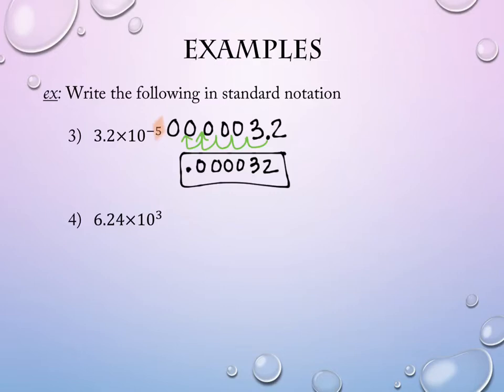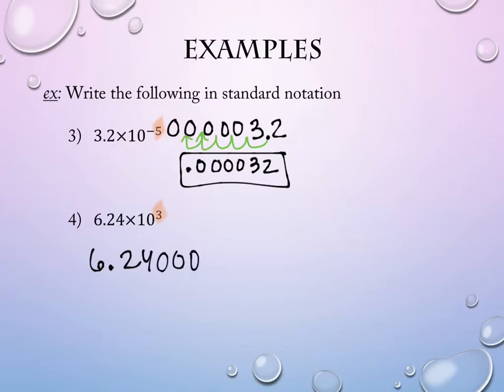All right, how about my next one? How many places am I going to move my decimal? 3. Will my number get bigger or smaller? Bigger. Why? Because the exponent's positive. So which direction would my decimal have to move to make the number bigger? To the right. So I have my number right now, which is 6.24.